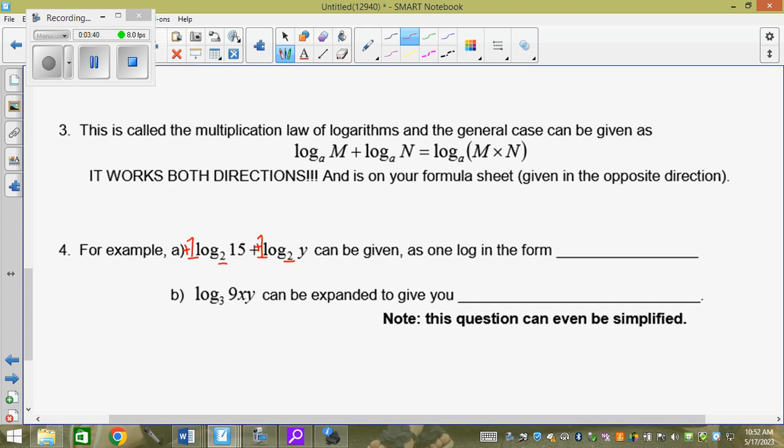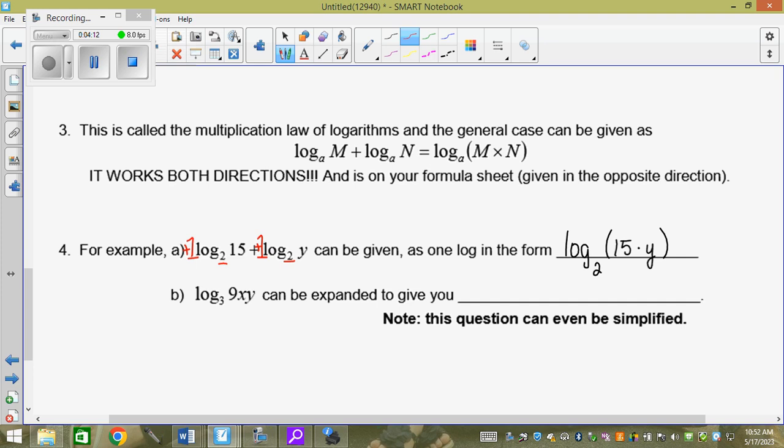So they both have 1s in front of them. They can have plus or minus 1s in front, and they have to have the same base. If that's the case, you can put them together. So I have plus 1 log base 2 of 15, plus 1 log base 2 of y. Then I'll get log base 2. Anything with a plus 1 in front goes in the numerator and multiplied. So I get 15 times y. And then I'm done. So if I have two logs that are added together with the same base, I can put them together by multiplication.